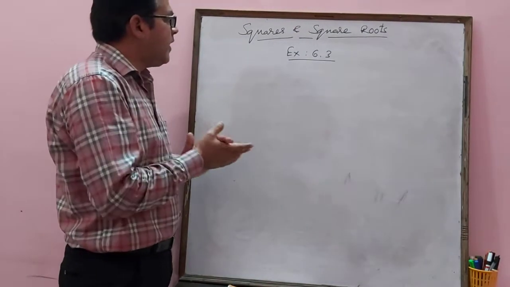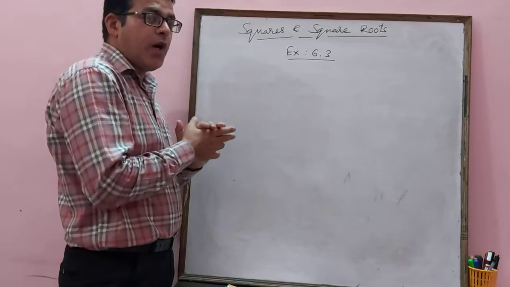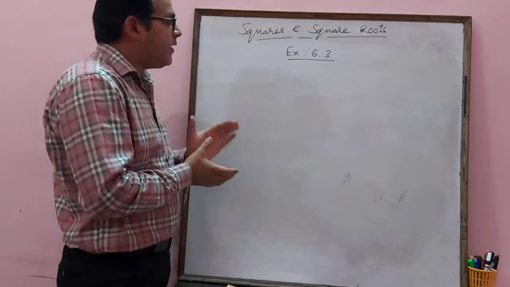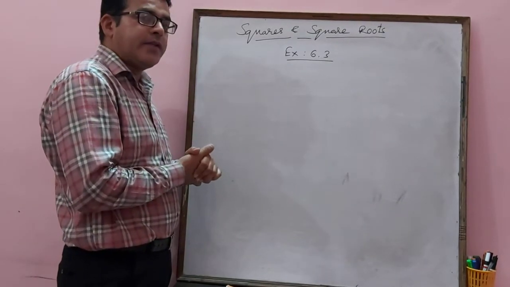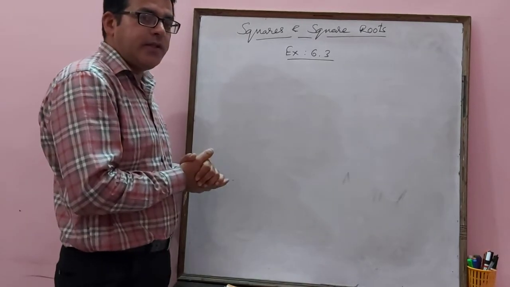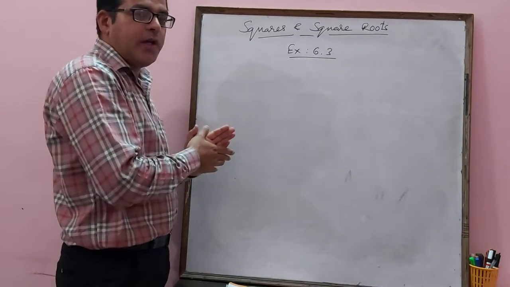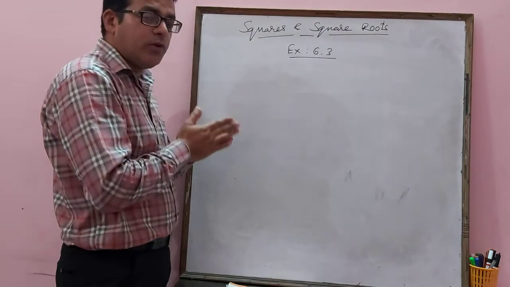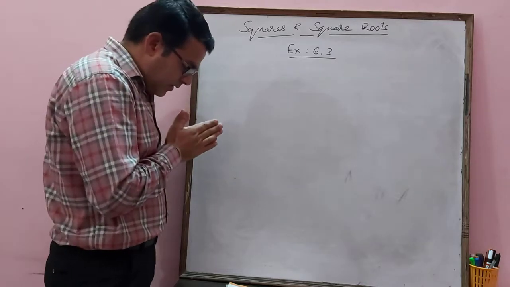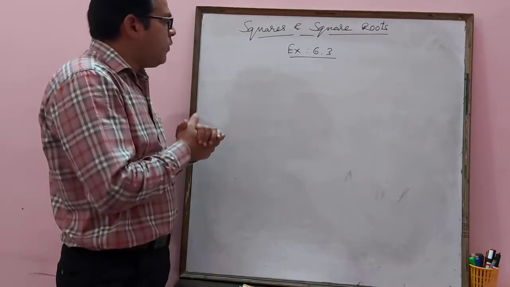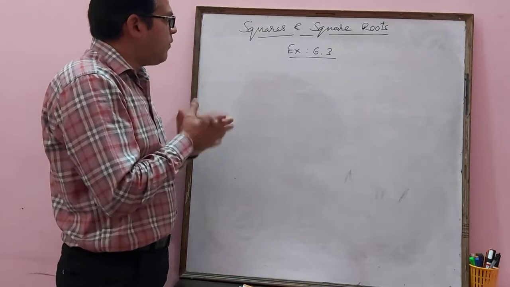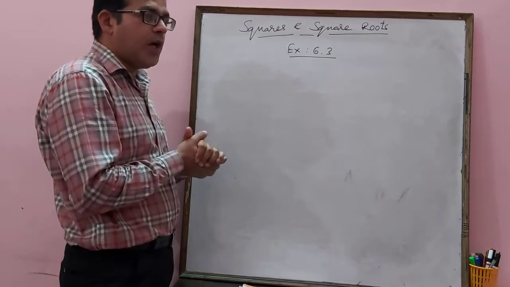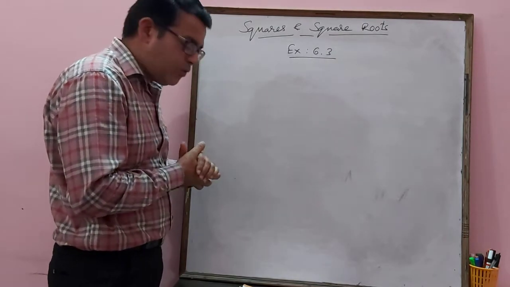Today, as you can see here, we will discuss squares and square roots. Exercise 6.3. Two exercises, that is exercise 6.1 and 6.2, we have already discussed here. I have solved them for you, and some questions from exercise 6.3 also we have solved here, right? And before that we discussed how we can find squares and square roots. Two methods to find square roots I have already explained to you, right?